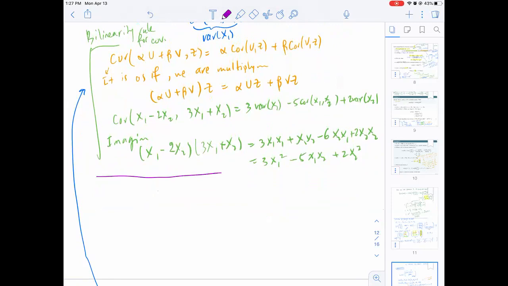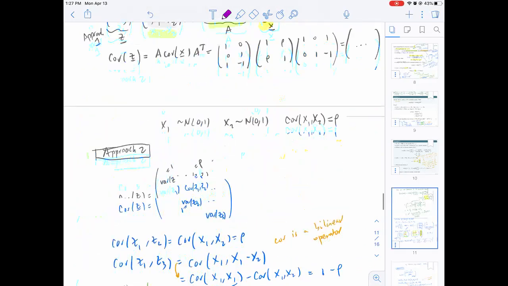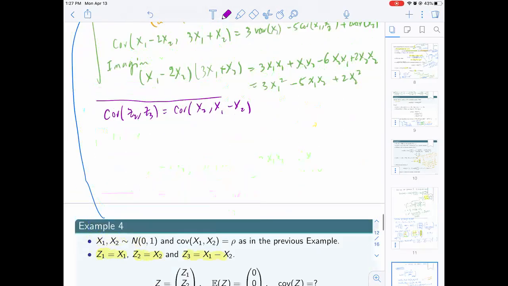Then I'm going to do another example. Let's say I want to do covariance of Z2 and Z3. This is covariance of X2 and X1 minus X2. What would it be? So that's X3, okay? That would be covariance of X2, X1 minus variance of X2. It's like multiplying things out, right? So if I multiply X2 by X1 minus X2, I get X2 X1 minus X2 squared, which you can translate to this formula.